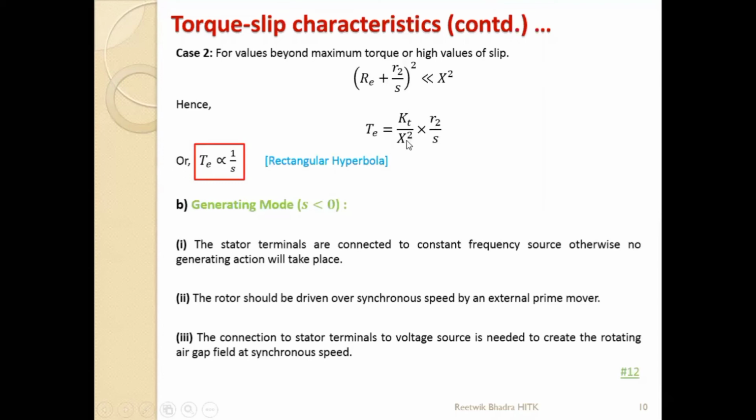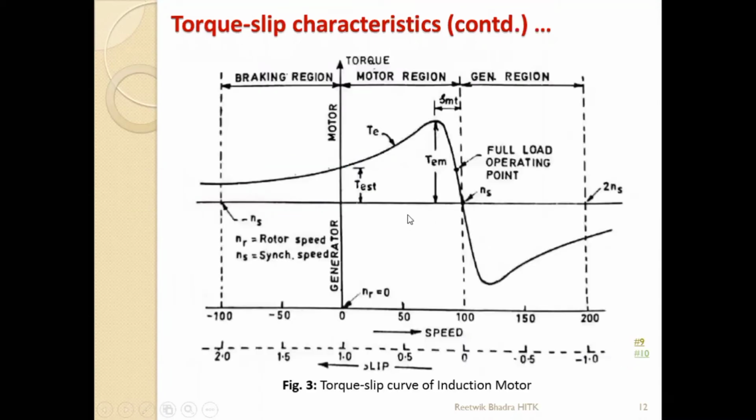Again, this R2, X2 can all be found out by your short circuit and open circuit test. So those are constant values. So it becomes K T by S. So it is inversely proportional to S now. T is inversely proportional to S. So rectangular hyperbola. Now you go to the curve and check. See, rectangular hyperbola. From here it is not linear. It is a rectangular hyperbola.